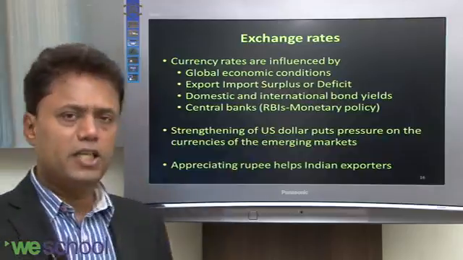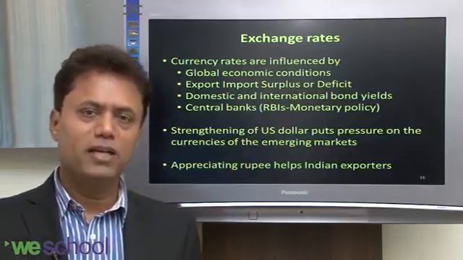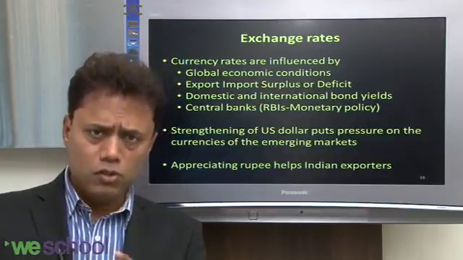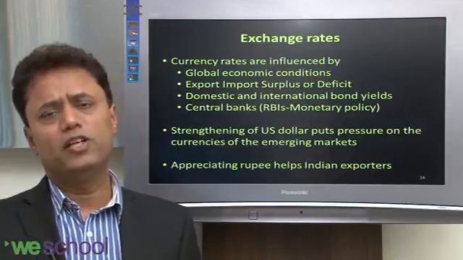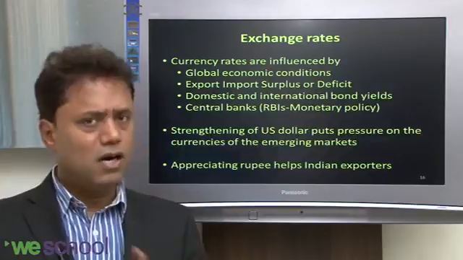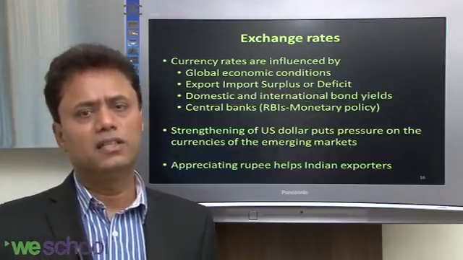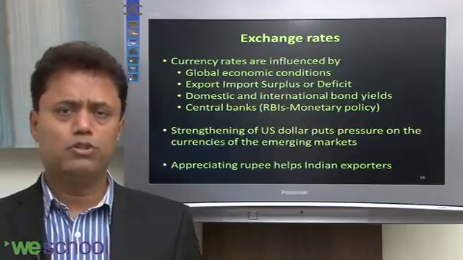Appreciating rupee helps Indian exporters. Obviously, when you export, you get more money, more Indian rupee. So obviously, an appreciating dollar and depreciating rupee is helping the export market. However, it will impact the import business because you are paying more money to import your goods.